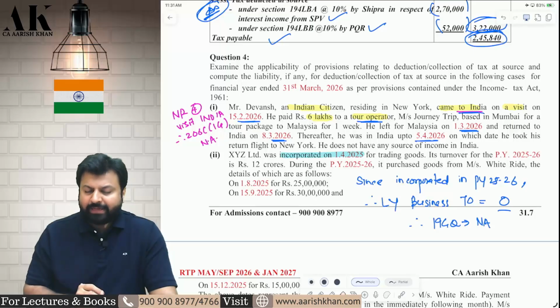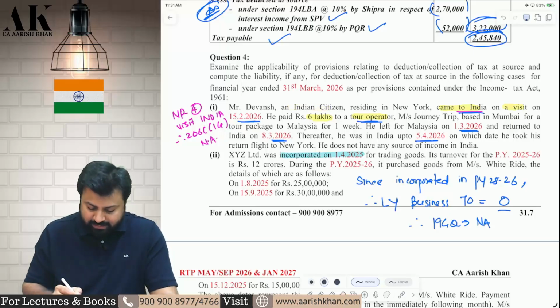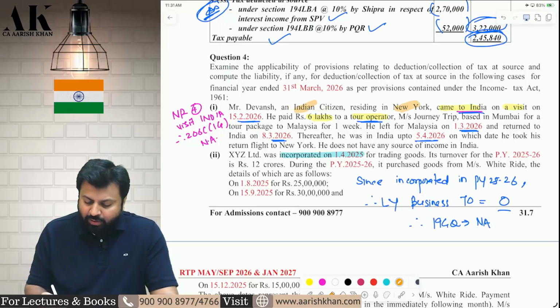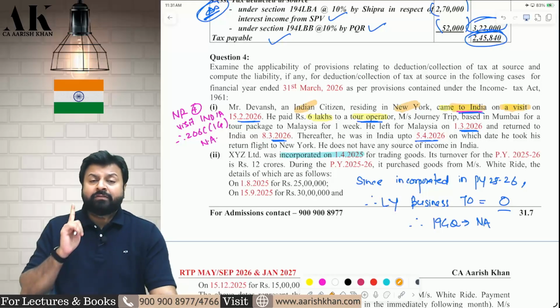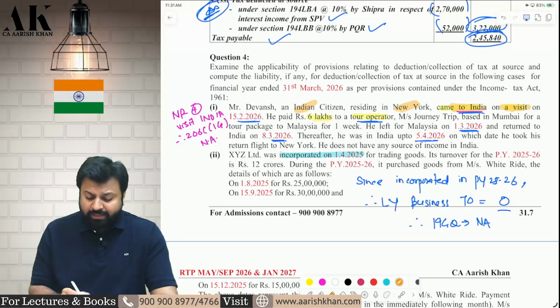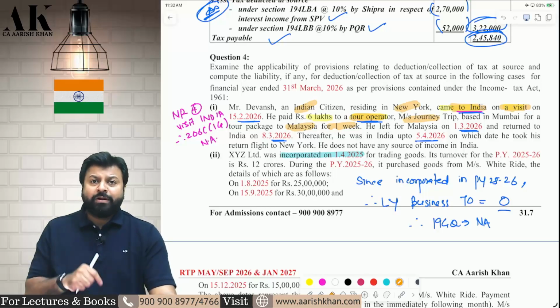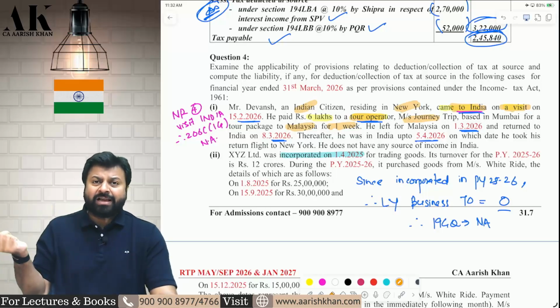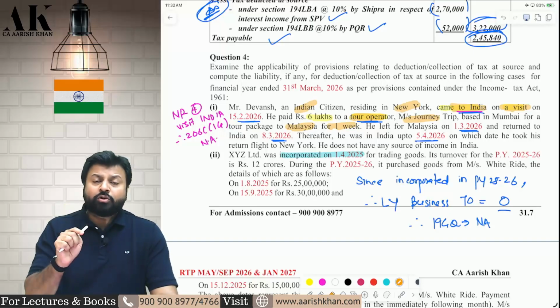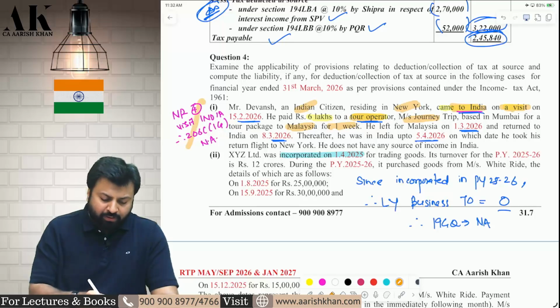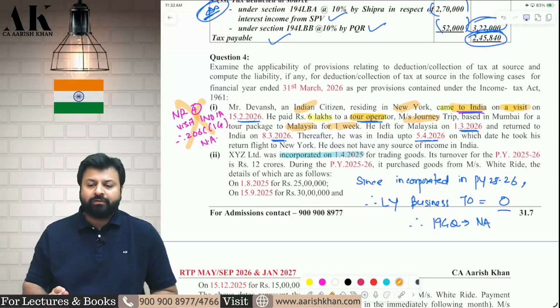So that is what is happening in this particular question. Mr. Devansh, an Indian citizen, is residing in New York. He came to India for a visit. So a non-resident is coming to India for a visit for a few days. When he came to India, he booked a tour of 6 lakh rupees to Malaysia for 1 week. So he's a non-resident coming to India for a visit. He is booking a tour for Malaysia. In his case, the TCS under 206C(1G) is completely exempt. Therefore, no TCS in his case. I hope it is clear to all of you.